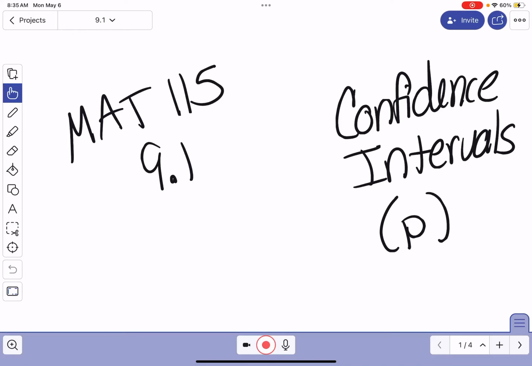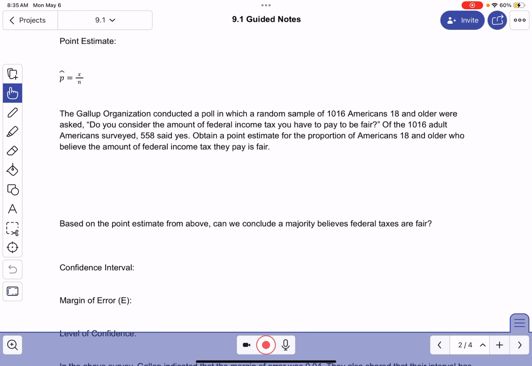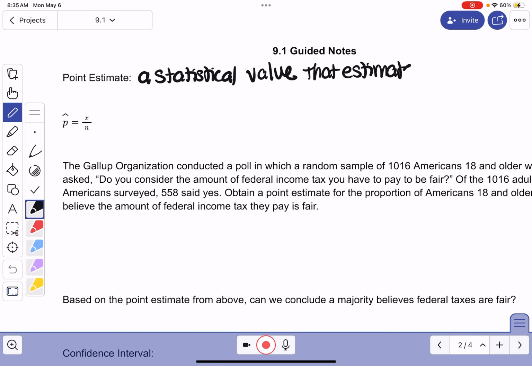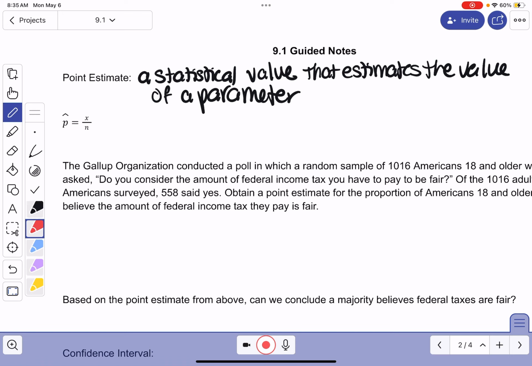This video is going to cover section 9.1 for statistics, confidence intervals involving the proportion. So if we think back, our point estimate is a statistical value that estimates the value of a parameter. It uses a sample and applies that to say, hey, here's what we think it's going to be like in the population. Your proportion point estimate, p hat, is x over n.